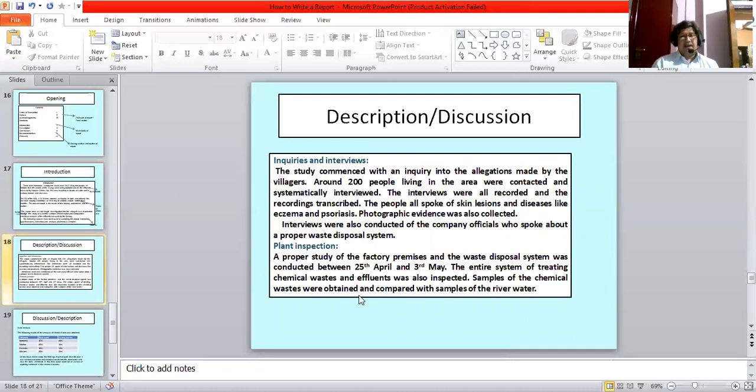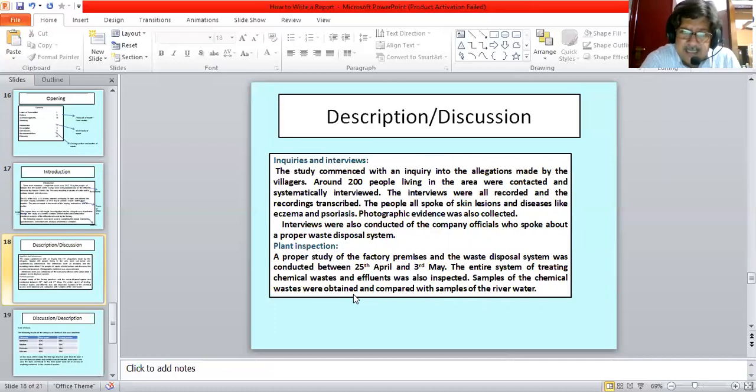Then comes the main part, or the description or the discussion section of the report. So here the various things are summarized in the subheadings. First, the inquiries and interviews. The study commenced with an inquiry into the allegations made by the villagers. Around 200 people living in the area were contacted and systematically interviewed. The interviews were all recorded and the recordings transcribed. The people all spoke of skin lesions and diseases like eczema and psoriasis. Photographic evidence was also collected. Interviews were also conducted with the company officials who spoke about a proper waste disposal system. So this is what was done.